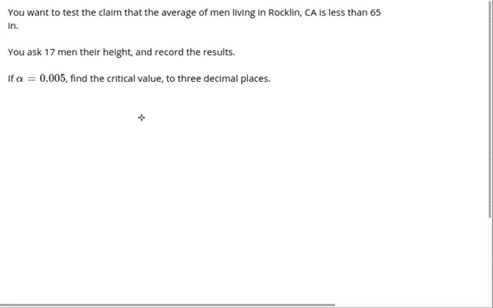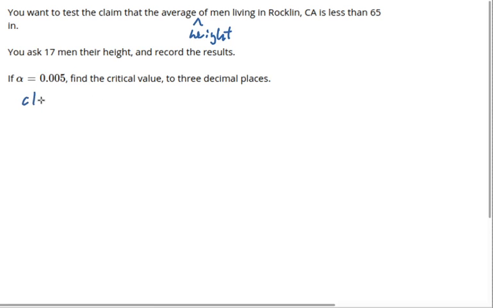You want to test the claim that the average height of men living in Rockland, California is less than 65 inches. You ask 17 men their height and record the results. If alpha is 0.005, find the critical value to 3 decimals.